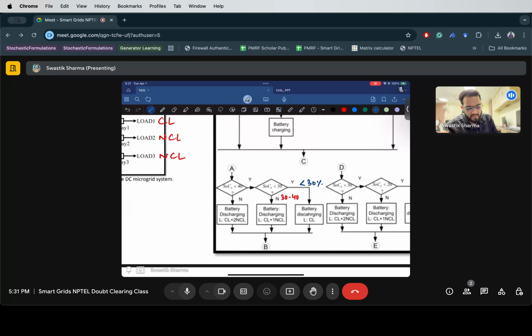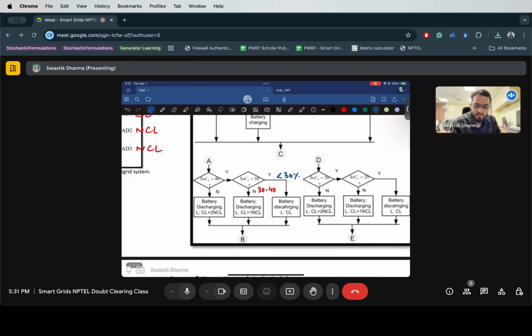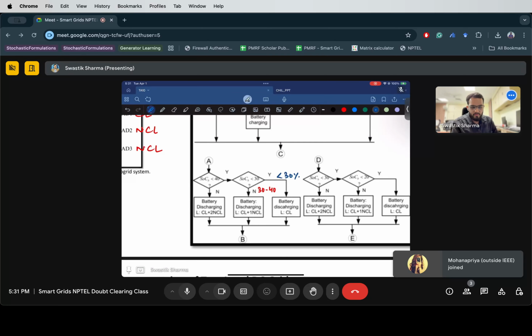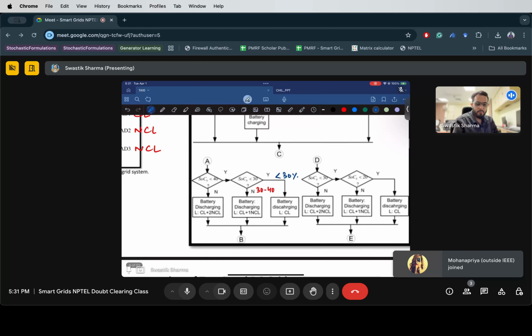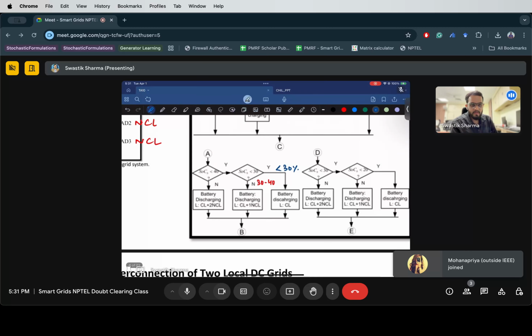we shed one non-critical load and we continue supplying the critical load as well as one non-critical load. But as soon as the battery's SOC becomes less than 30, we continue discharging, but we drop all the non-critical loads, right?